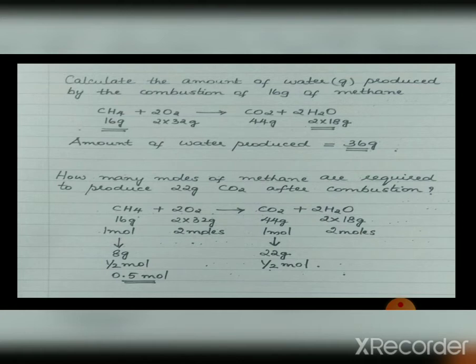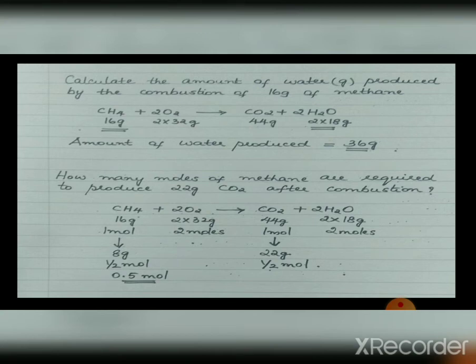Now when we consider this balanced equation in terms of number of moles, we can say that 1 mole of methane reacts with 2 moles of oxygen to give 1 mole of carbon dioxide and 2 moles of water. Now see the question, we have to find the number of moles of methane required to produce 22 gram of carbon dioxide. According to the balanced chemical equation, to produce 44 gram of carbon dioxide, what mass of methane is required? 16 gram. Or in terms of number of moles of methane, it is 1 mole. So 1 mole of methane can produce 44 gram of carbon dioxide.